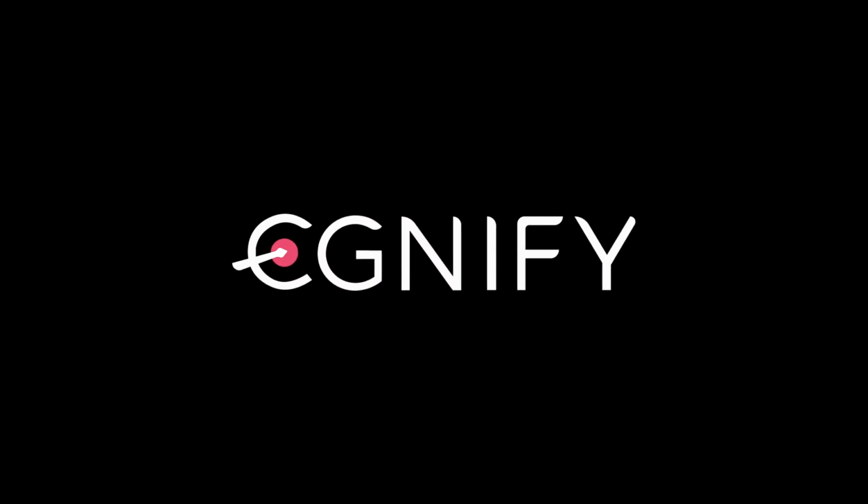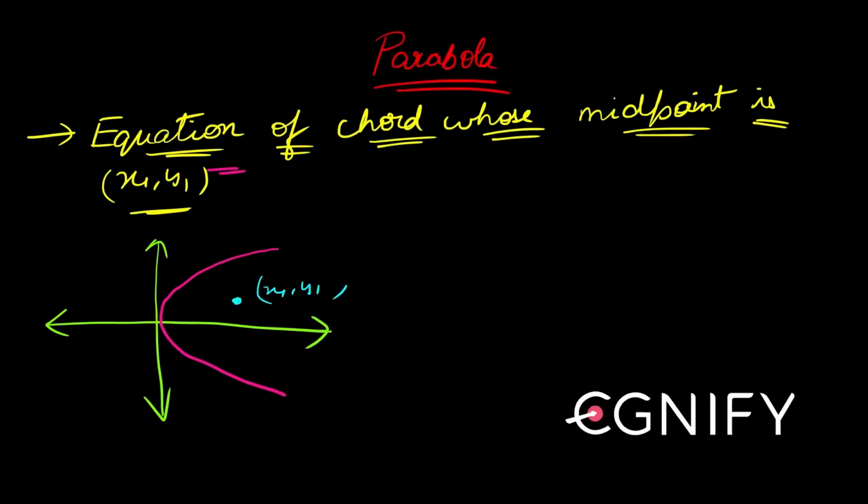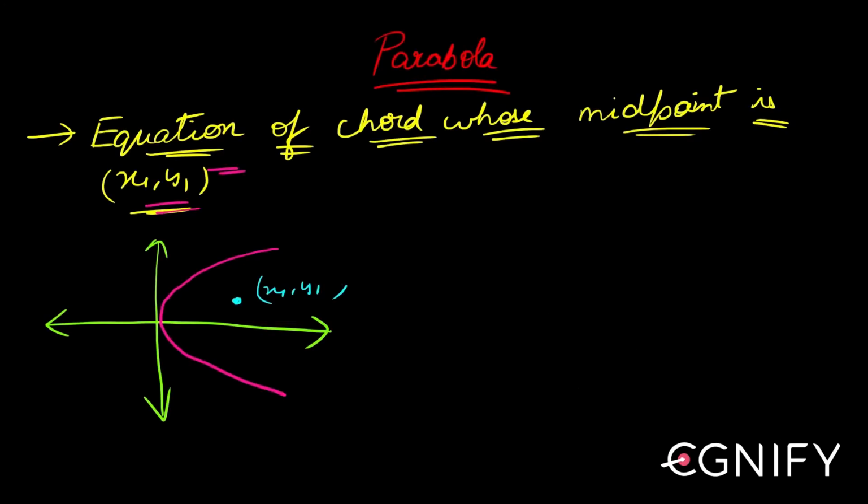So finally coming to this last topic, which is the equation of a chord whose midpoint is x1, y1. Again, this is very similar to what we have seen in circles, and the equation also will be the same. That is the reason why we won't be deriving the equation. You can read all these derivations yourself, but from now I'll be just putting the final results, because that is what is useful to you and you'll be using that in the exam.